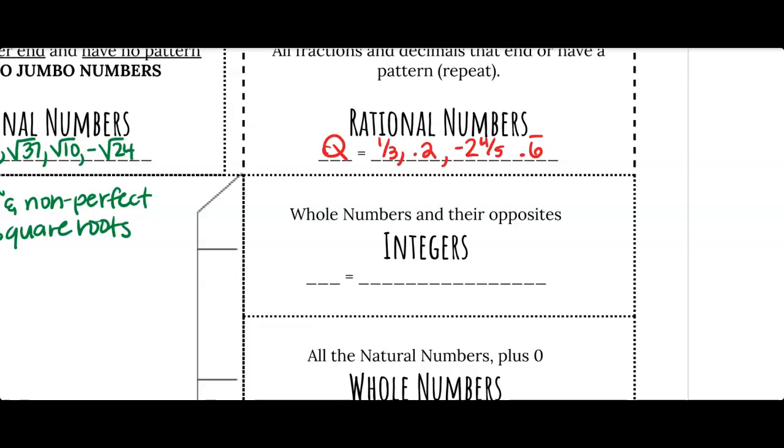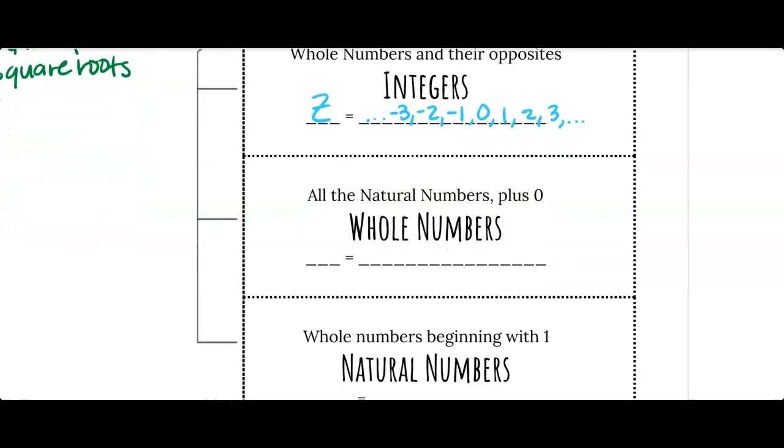The next type of number is an integer, and they're opposites. So your integers will be listed with a Z, and that's just all of your whole positive and negative numbers. So no fractions, no decimals, just your whole numbers and including the negatives. Your next type of number is your whole numbers, and that's just all of your natural numbers plus 0. And we let that be W. So it'd be 0, 1, 2, 3, 4, goes on and on forever. Just starts with 0 instead of 1.